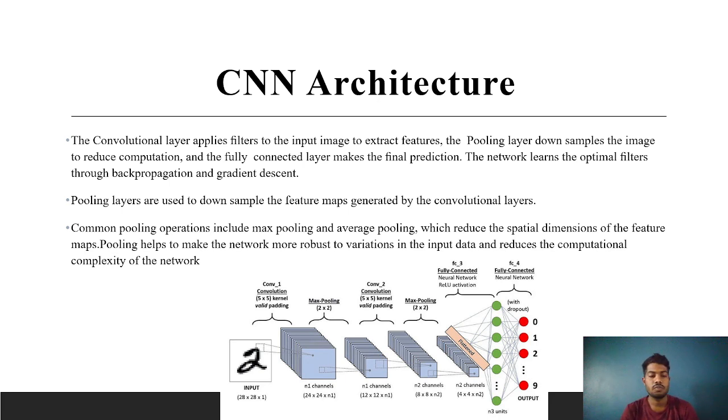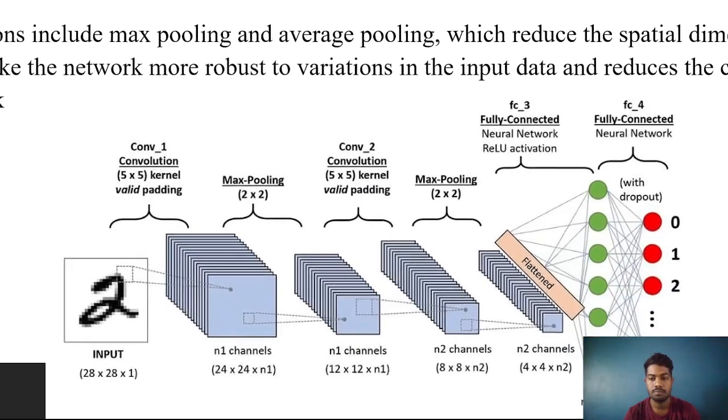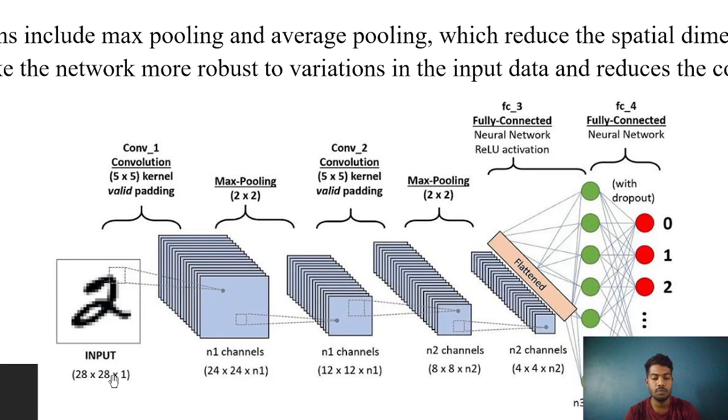Pooling layers are used to downsample the feature maps generated by the convolutional layers. Common pooling operations include max pooling and average pooling, which reduce the spatial dimensions of the feature maps. Pooling helps to make the network more robust to variations in the input data and reduces the computational complexity of the network. This is the CNN architecture, which consists of the input, the output, and all the layers which lie in between the input layer and the output layer, known as the hidden layers.